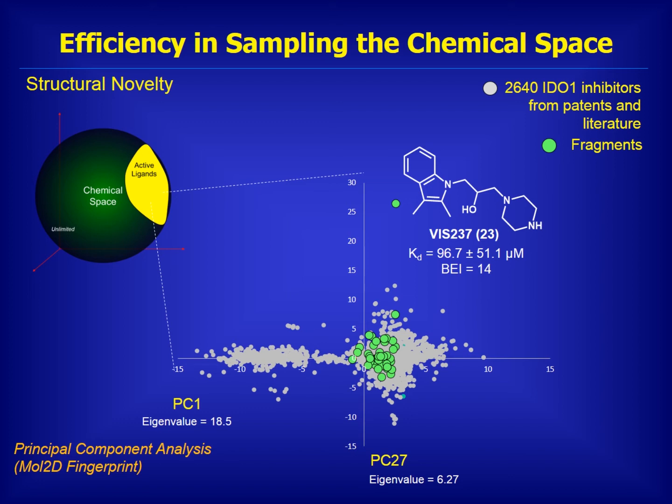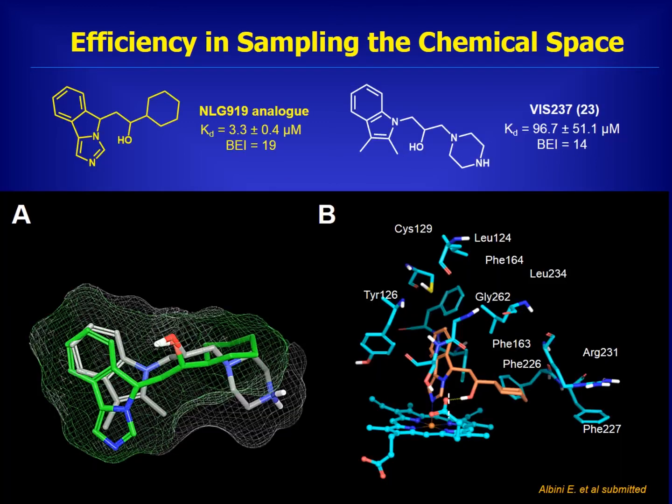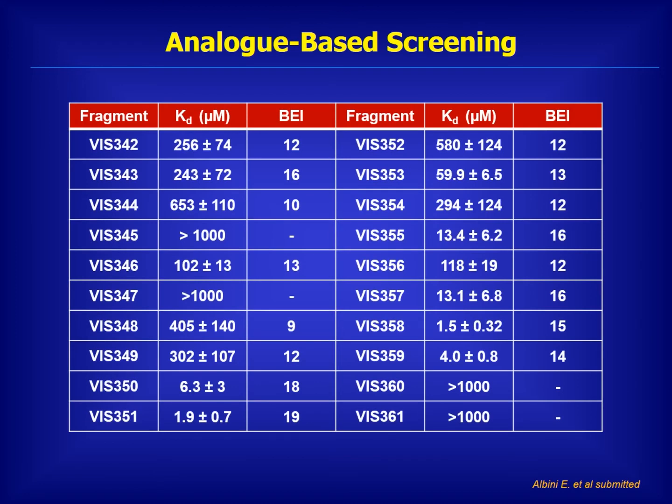Now, attracted by these observations, we further analyzed this compound. We observed that the molecules show striking structural similarities with the known IDO1 inhibitor NLG-919. But still, it is devoid of any functional groups that would allow these molecules to directly interact with the heme cofactor in the enzyme.